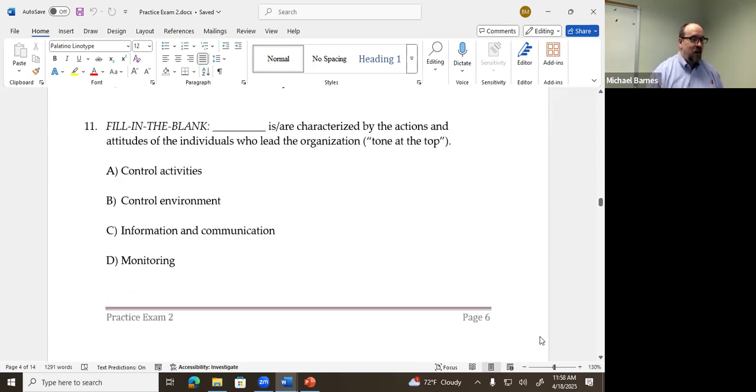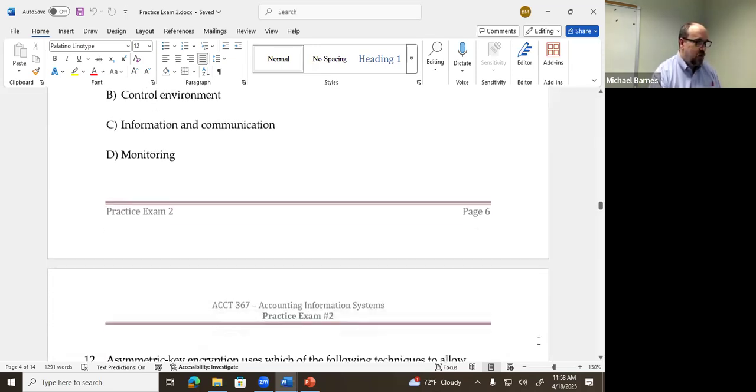Blank is characterized by the actions of individuals who lead the organization, the tone at the top. All right, we got a COSO question. And I said this is the most important component of the COSO framework. So we start out and we say, basically, what is the attitude of people who are responsible for controls in the organization, and the executives, the managers of the organization? If it's strong, then the controls are good. If it's weak, the controls are bad. This is the control environment. This is a control environment that we're looking at right here.